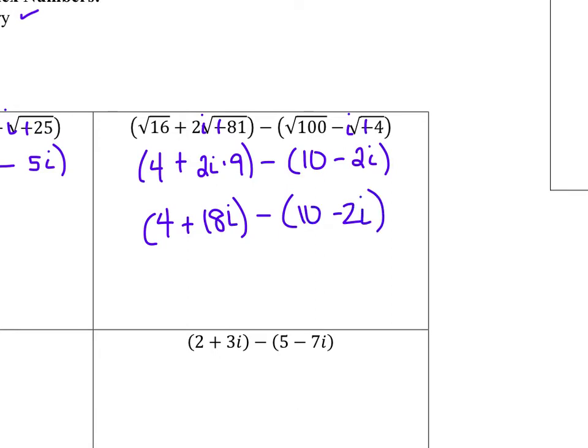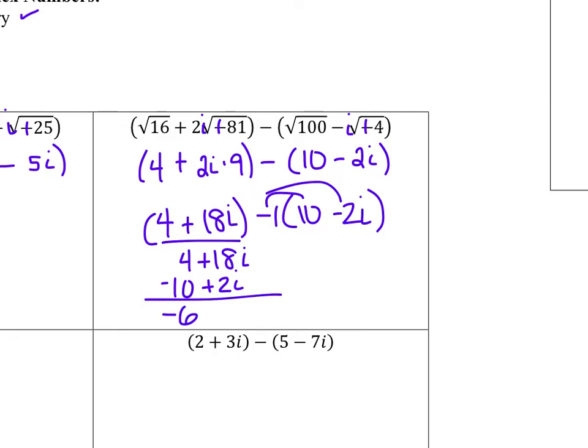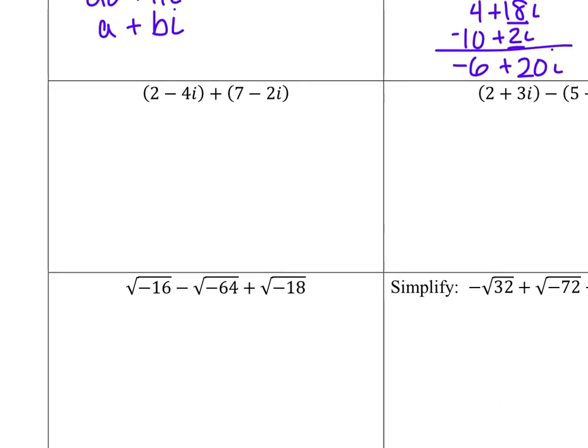Now this is a subtraction problem, so remember this one stays the same. And this is like a negative 1, we're distributing in. So it's negative 10 plus 2i, and then we just combine like terms. Negative 6 plus 20i. So what you'll notice is you're combining like terms here, just like i's were x's. And that's really all it is. You're just counting how many you have. So here I have 18, here I have 2, so together I have 20 i's. That's it. That's all there is to it.